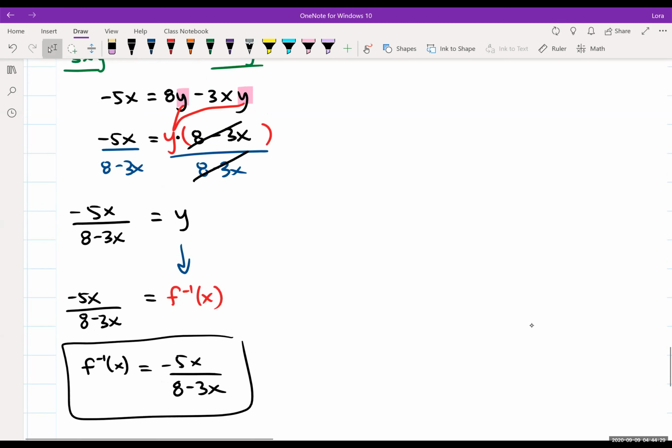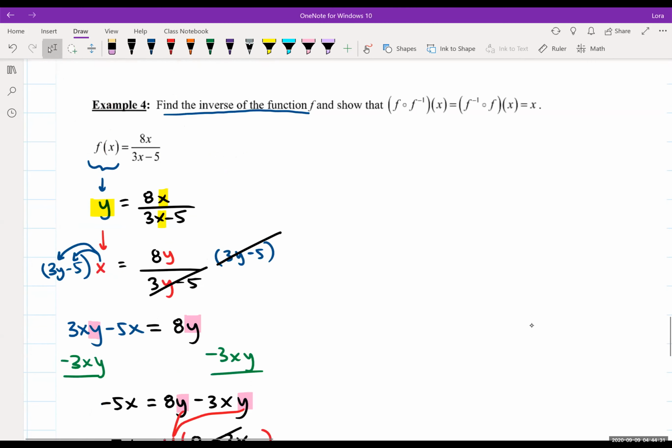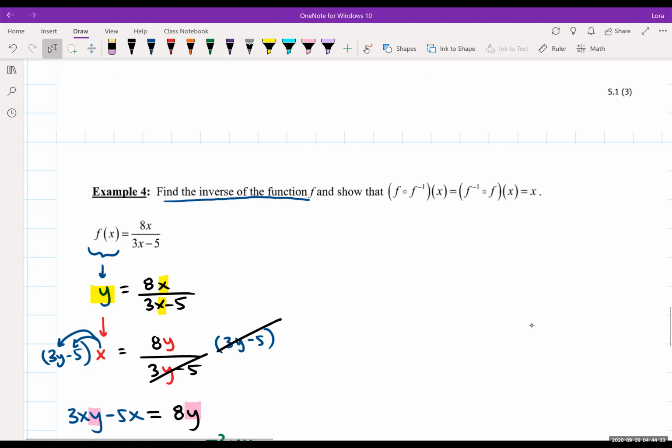So that was a lot of algebra. We are still not done with the problem. We had to find the inverse of the function. So we have. Next thing we'd like to do for ourselves is we're going to have to show that f of f inverse of x is equal to f inverse of f of x. And both of those statements are in fact equal to x.